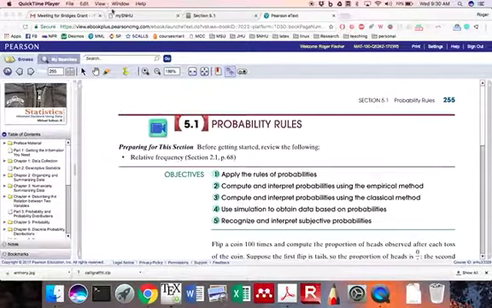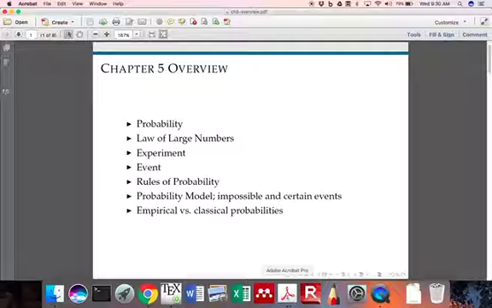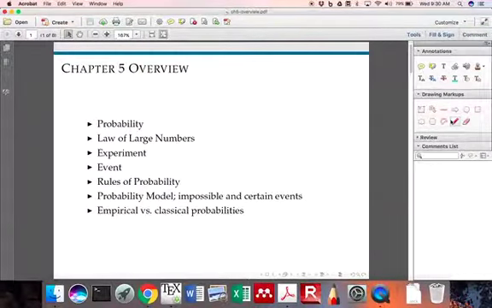I am doing this video as an overview of some of the important concepts we're going to look at in Chapter 5 with probability. So here are the objectives for this particular section. I looked over some of the key terms and wanted to make a few remarks about those. So we're going to look at what probability is. What is this law of large numbers business? What is an experiment? What is an event?